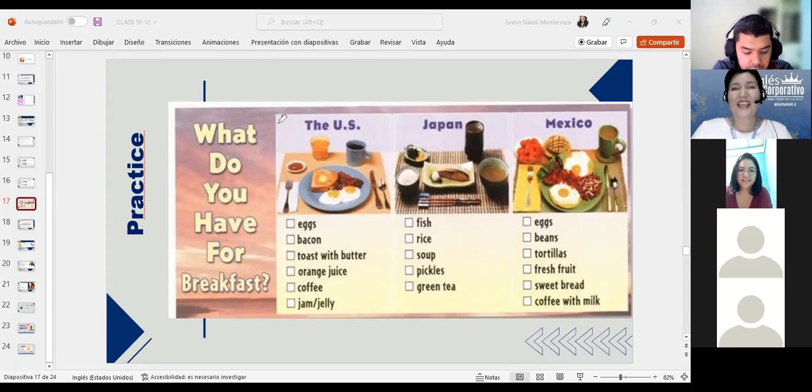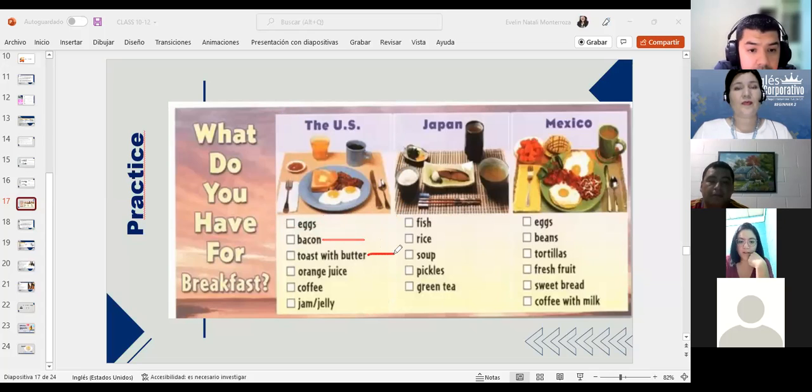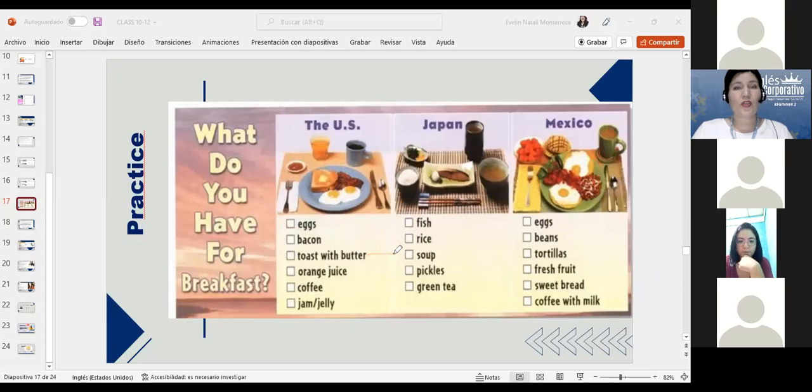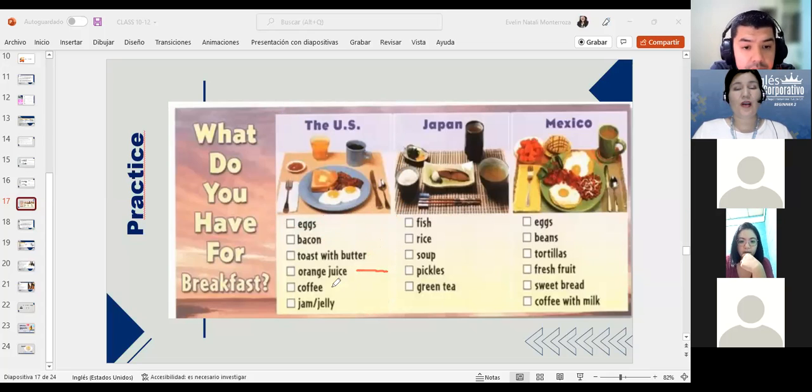In the United States, what objects can you see as part of the breakfast? And you have them here. Eggs, bacon, coffee, toast with butter, orange juice, jam, and jelly.